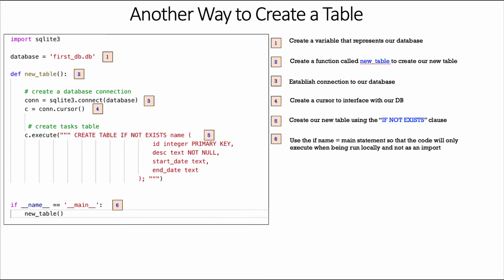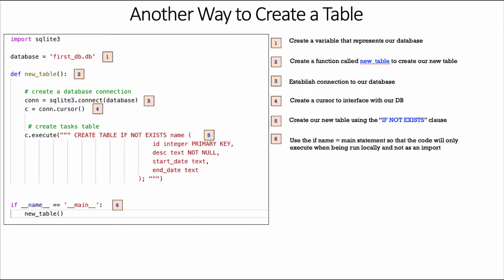Okay, and because I like to let there be a natural sequence to these presentations, I actually have exposed you to some of the code in this particular slide. But let's go through it formally. This is another way to create a table. We import sqlite3, as we always do. We create a variable for our database, and database, the variable, equals first_db.db.